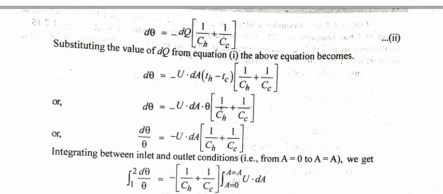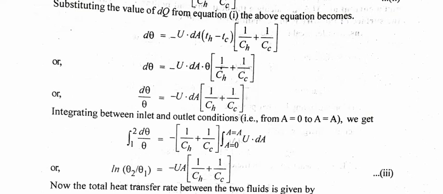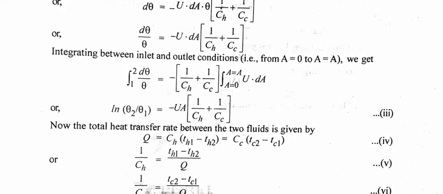In the next step we are integrating the equation, and we are putting the limits: for the area A, from 0 to A, and for theta, from theta 1 to theta 2. By integrating d theta by theta, we get log theta 2 by theta 1, and on the right hand side we get minus UA into 1 by Ch plus 1 by Cc.